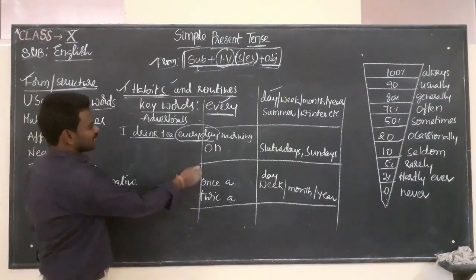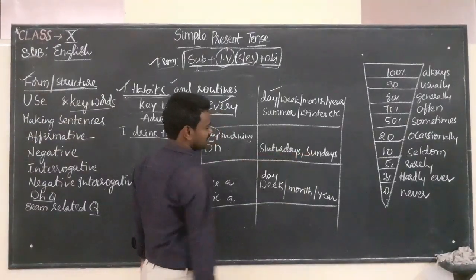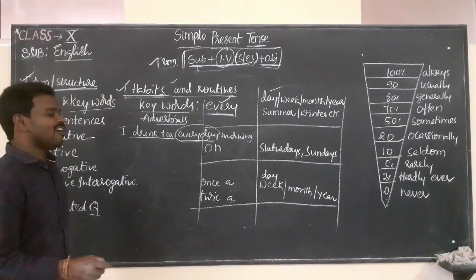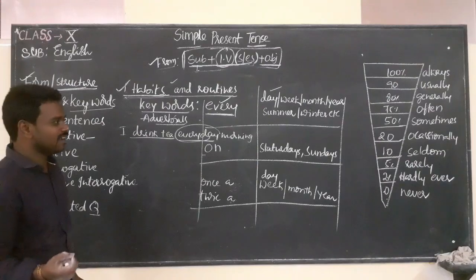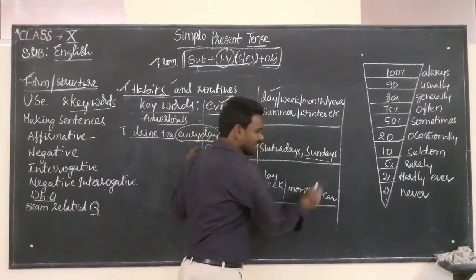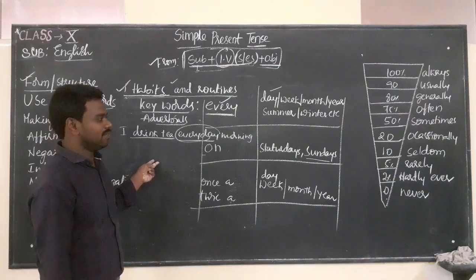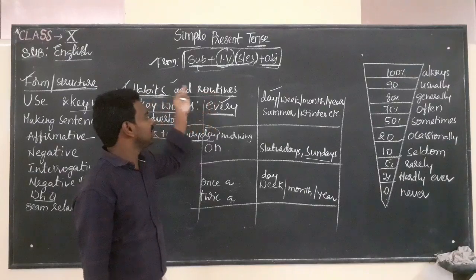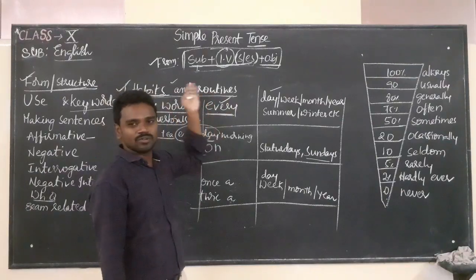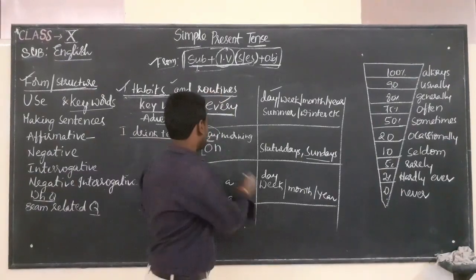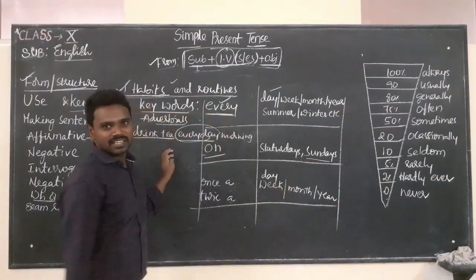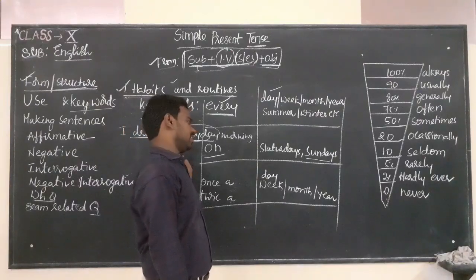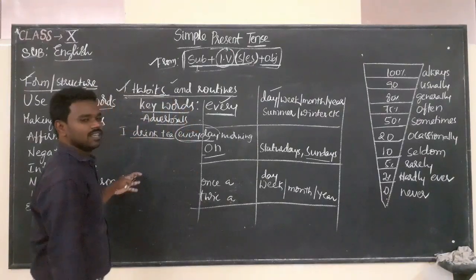Sometimes on Saturdays, on Sundays. For example, he comes here on Sundays. That means every Sunday he comes here. That is his habit, or maybe one regular activity or routine. So on Sundays he comes here, every Sunday, every week and every weekend.